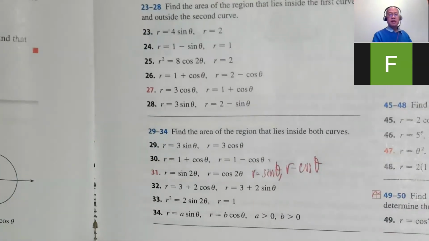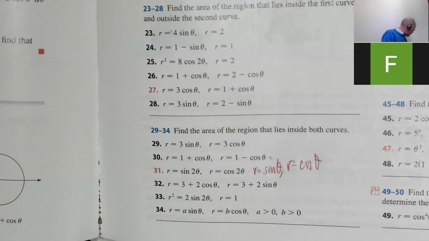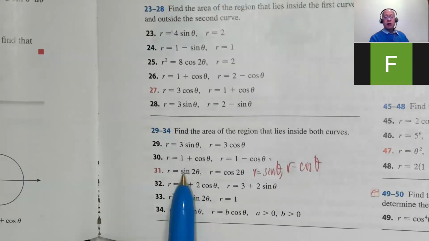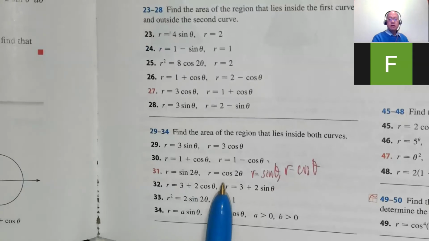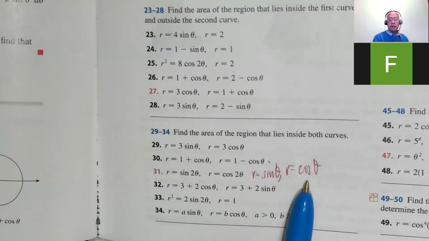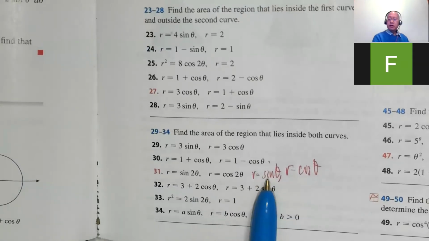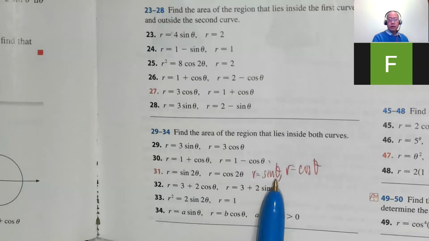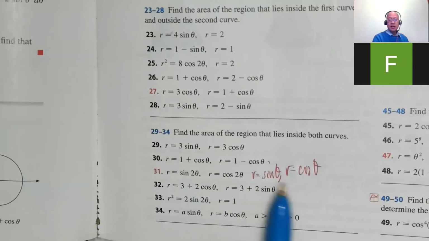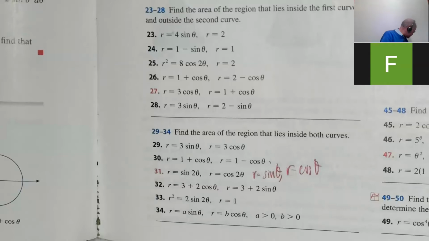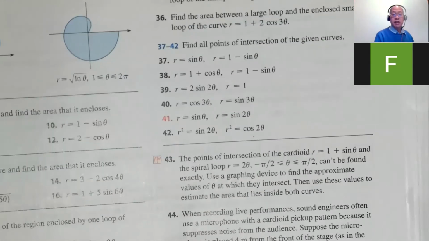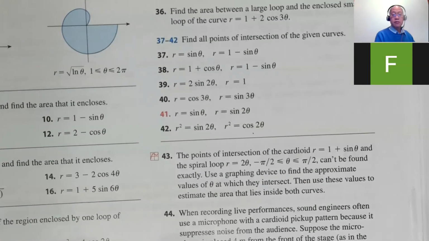Okay, 31 star is what I have in the book. Instead of r equals sine 2 theta, r equals cosine 2 theta, I'm just making it sine theta, cosine theta. Okay. Which means if you look up the answer in the back of the book, it'll be different. So don't look in the back of the book. It's like an even problem. Okay. And here's that. And we'll go how high? Problem 41. Find the points of intersection of given curves. There we are.